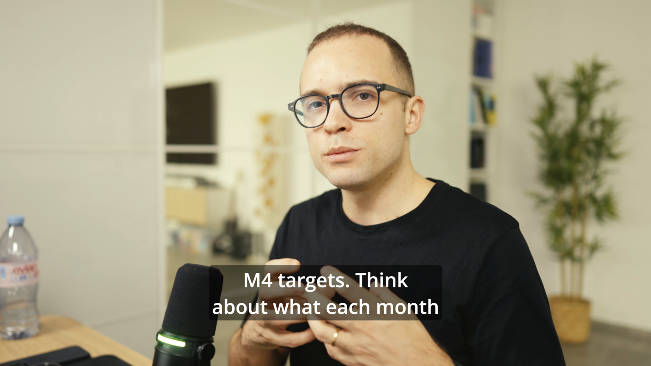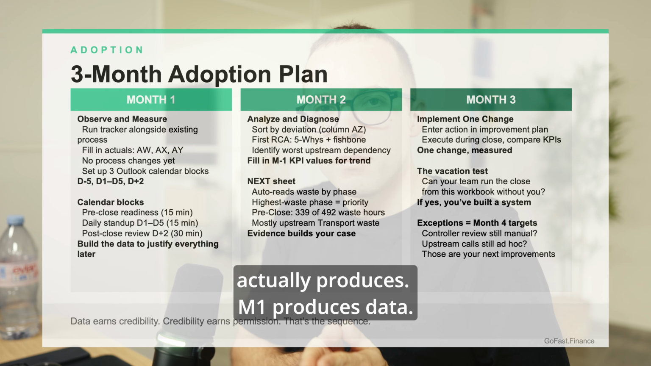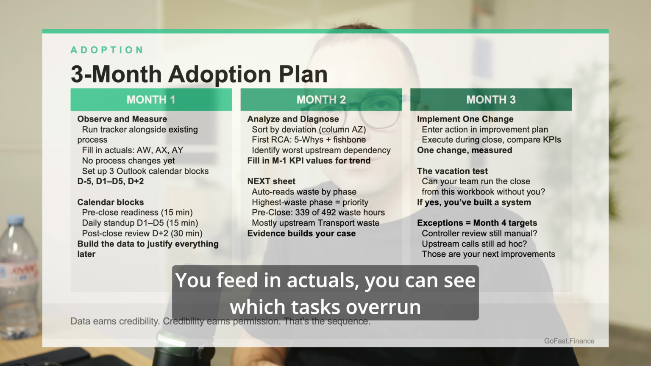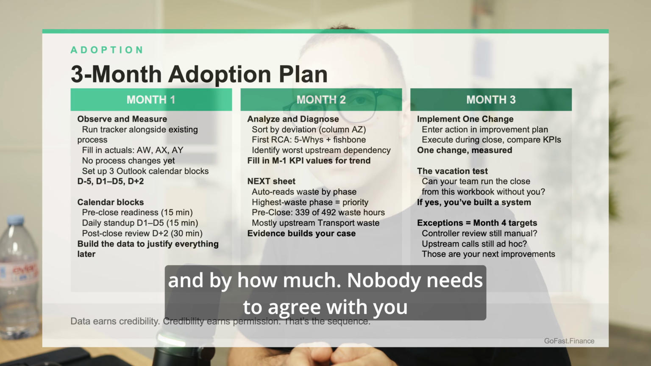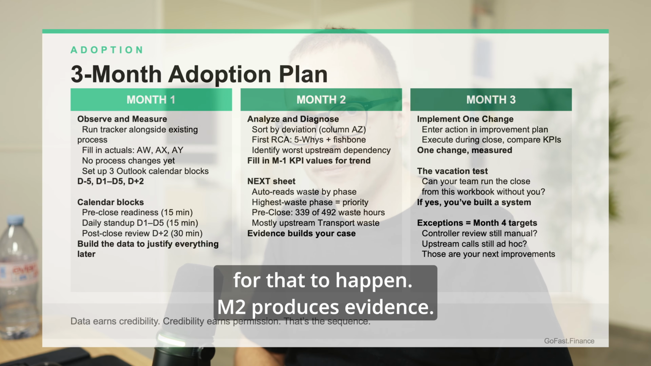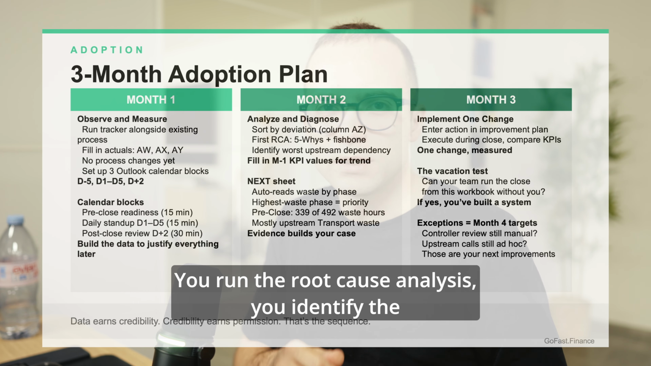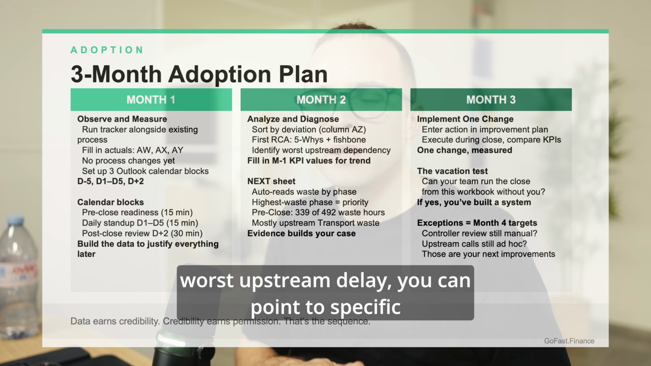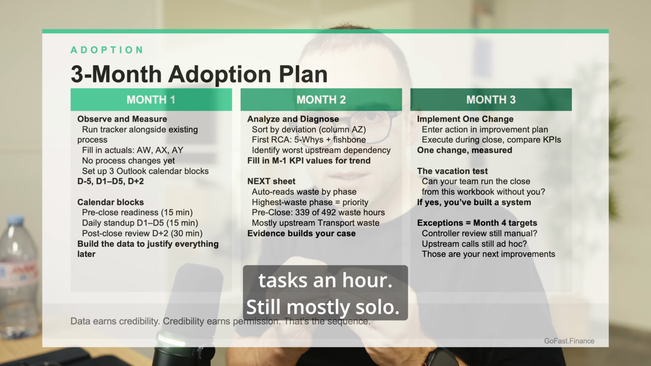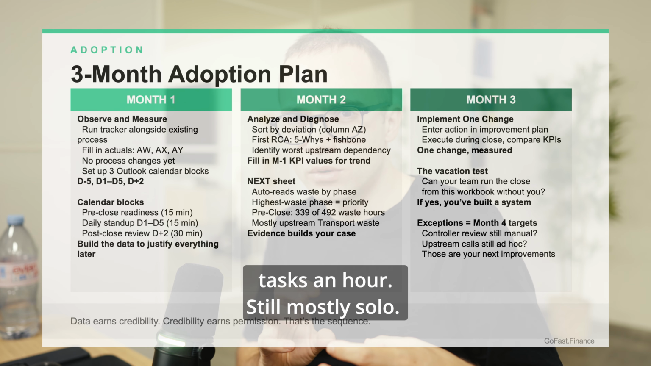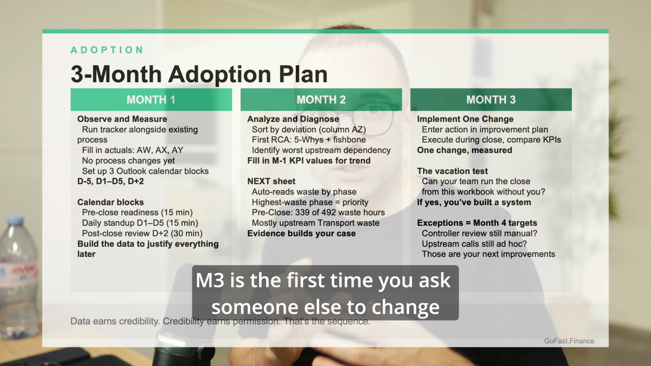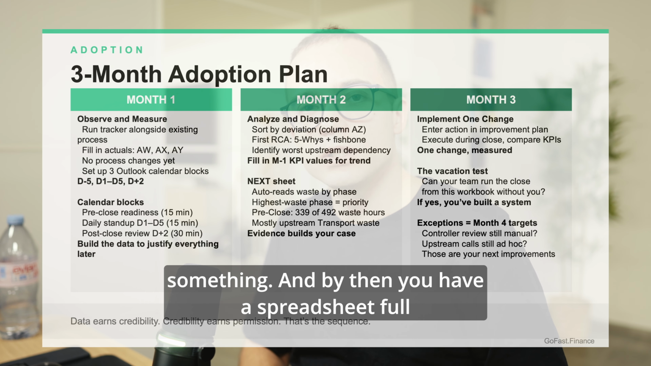Think about what each month actually produces. Month 1 produces data. You fill in actuals, you can see which task overrun and by how much. Nobody needs to agree with you for that to happen. Month 2 produces evidence. You run the root cause analysis, you identify the worst upstream delay, you can point to specific task and hour. Still mostly solo. Month 3 is the first time you ask someone else to change something.